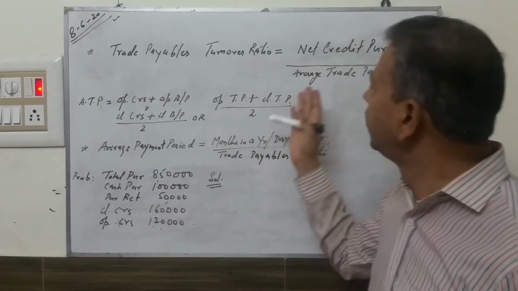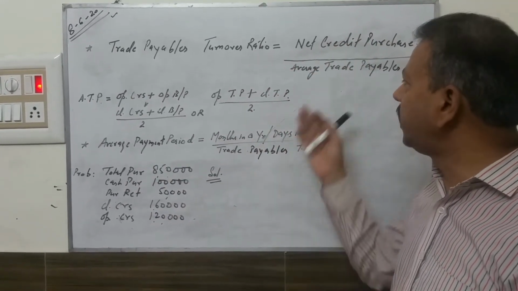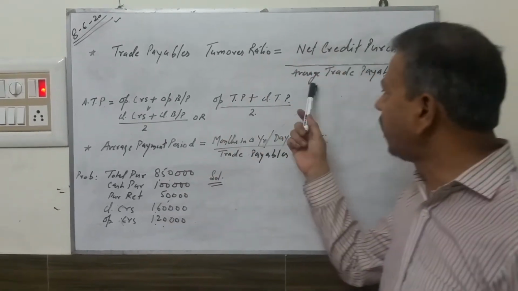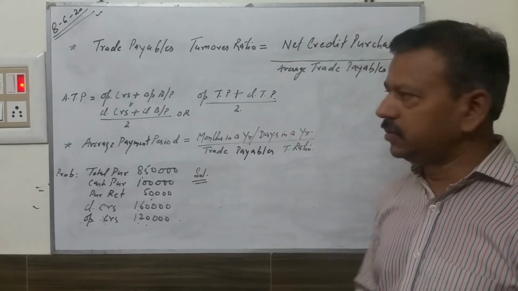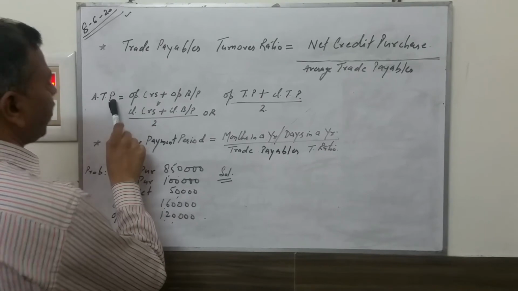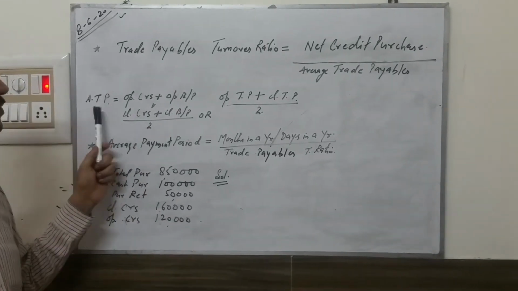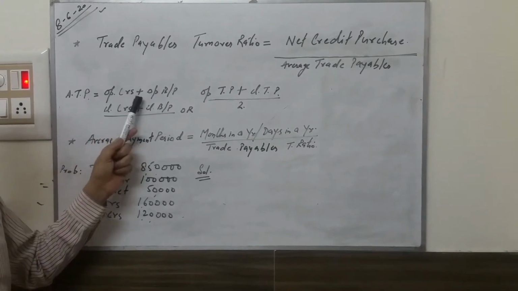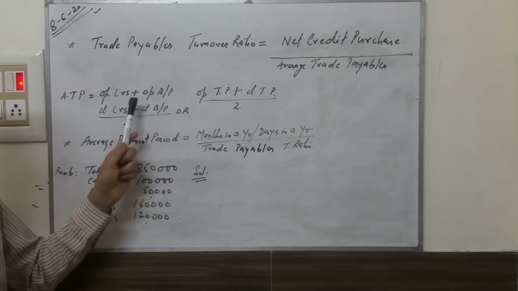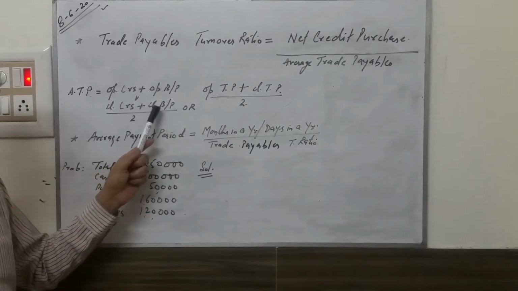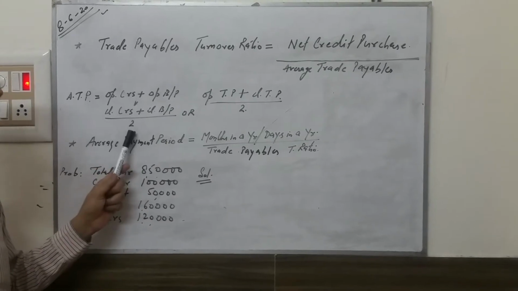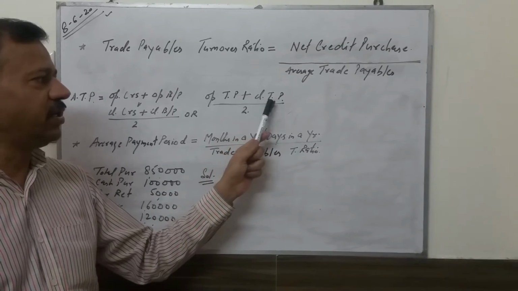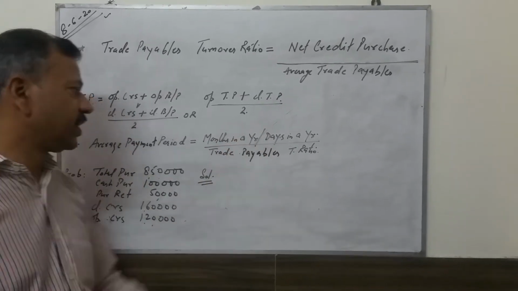But suppose net credit purchase is given to you and average trade payable is not given to you. First of all, you will find out average trade payable, and you can find it with the help of this: average trade payable is equal to opening creditor plus opening bills payable and closing creditor plus closing bills payable, divided by 2, or opening trade payable plus closing trade payable divided by 2.